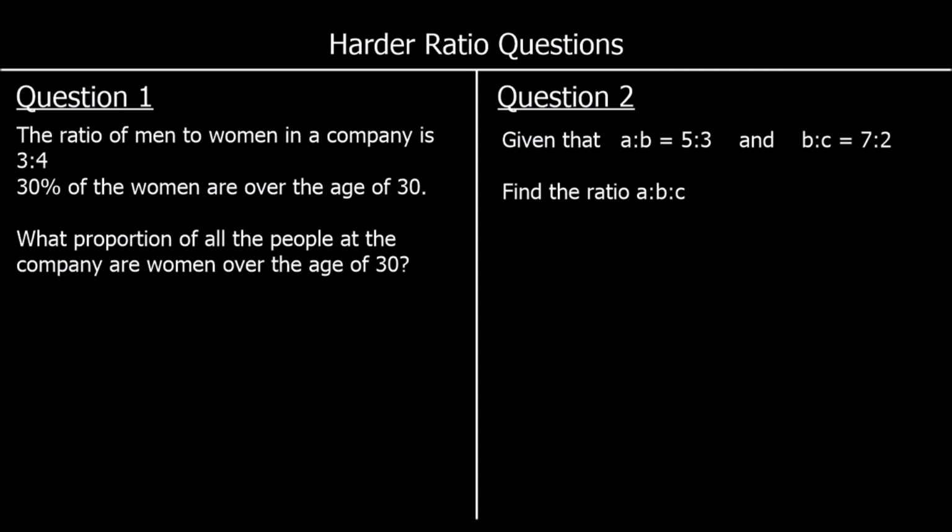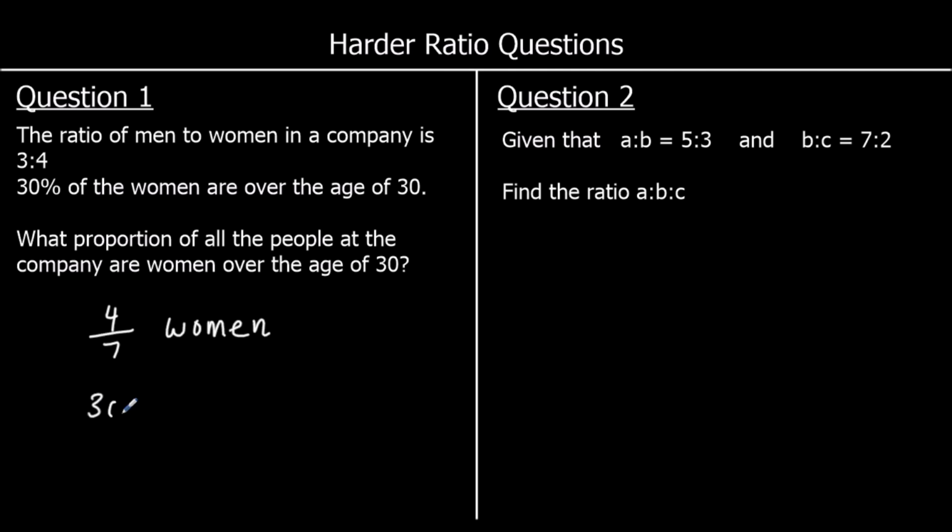Question 1 says the ratio of men to women in a company is 3 to 4. 30% of the women are over 30. What proportion of all the people are women over 30? So what fraction of the company are women? So 3 parts men, 4 parts women. So 4/7 of the company are women, and 30% of them are over 30.